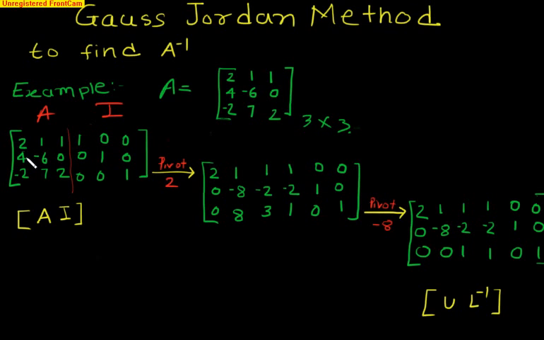If you subtract 2 times row 1 from row 2, you will get 0 here. Okay, that means I want to make 0 here, here, and here. For that I have carried out a few steps, which gives us this matrix, and finally we want 0 here also. If you subtract 1 times row 2 from row 3, you will get an upper triangular matrix.